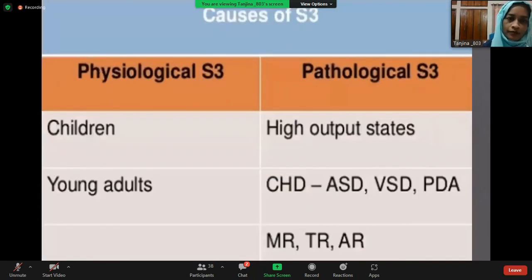The third heart sound may be physiological or pathological. In children and young adults, you will get a physiological third heart sound, and in high output states or ventricular septal defect, ASD and PDA, in congenital heart disease, a pathological third heart sound may be present.